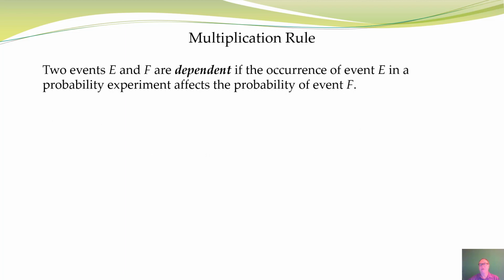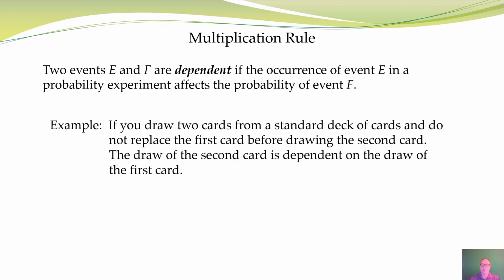Now, two events E and F are dependent if the occurrence of event E in a probability experiment affects the probability of event F. So looking back at our example, if you draw two cards from a standard deck of cards, but this time do not replace the first card before drawing the second card, the draw of the second card is dependent on the draw of the first card. There's going to be one less card in the deck, and one less of whatever card you drew. So the first draw will affect the second draw. So these are dependent.